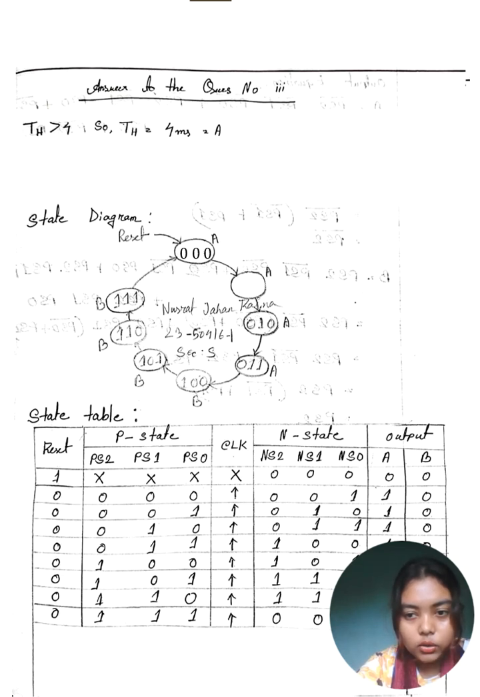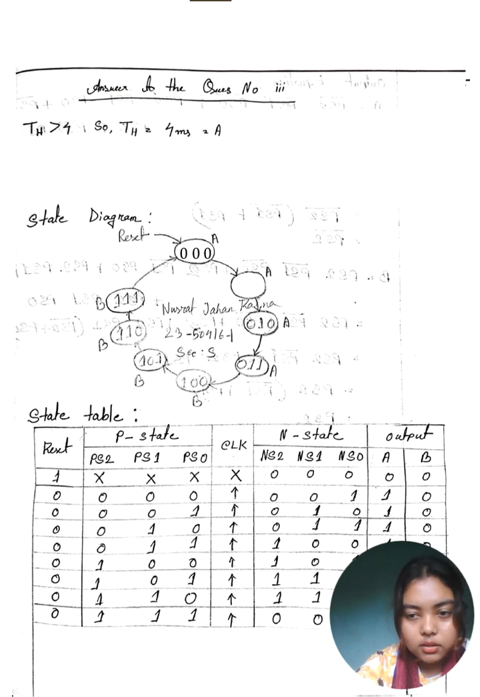The diagram includes annotations like if TH is greater than 4 and TL is greater than 4, suggesting that inputs A and B might be derived from timed signals, possibly related to sensor pulses or timing signals. The clock period is given as 1 ms.